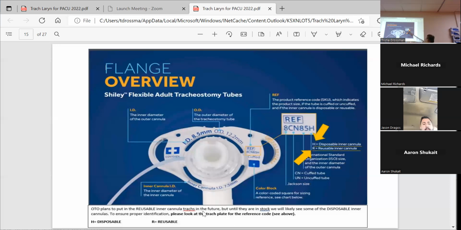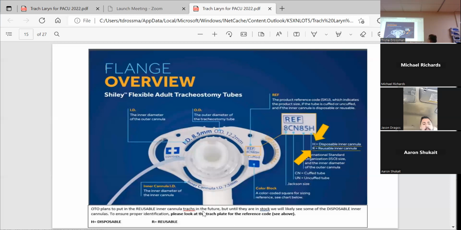but ideally, if this is a disposable inner cannula, you want to use disposable inner cannulas. If it's an R, you want to just use the reusable, but again, reusables have their way of disappearing. So basically what I would focus on is this, and this. If it's uncuffed, it would be 8UN, and then you'd see the H there. Especially when you go to order them.